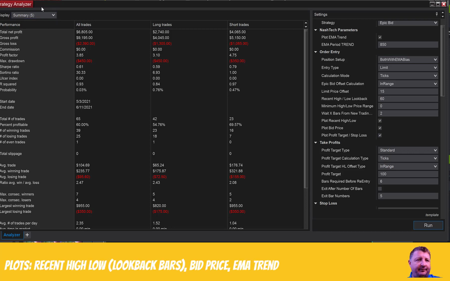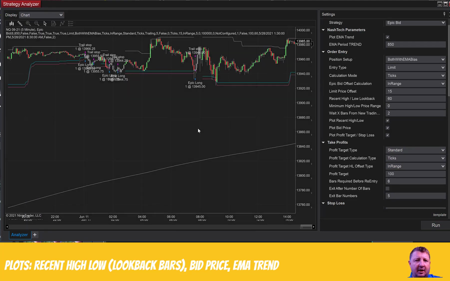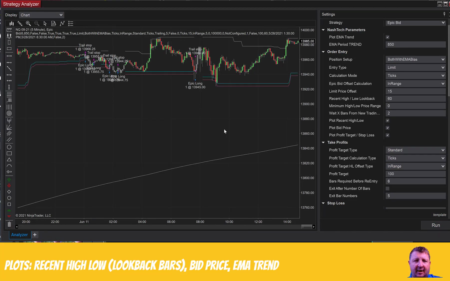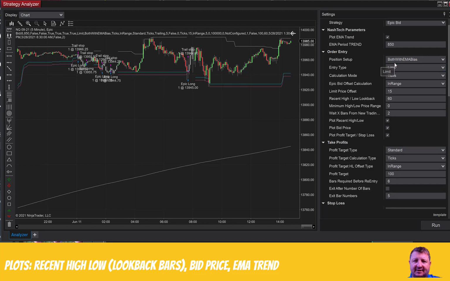Well, as you can see here, if you choose display, instead of choosing the summary, you can choose the chart, and you actually are going to see the plotted lines. So here's the EMA down below, and that's why we're going long, because we have this position set up with EMA bias. So it's only going to go long if it's above this EMA of 850.